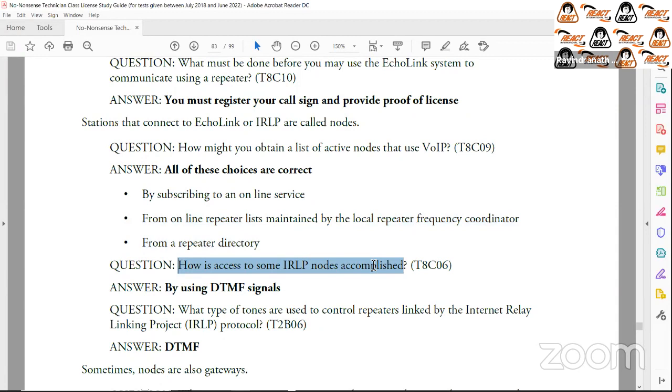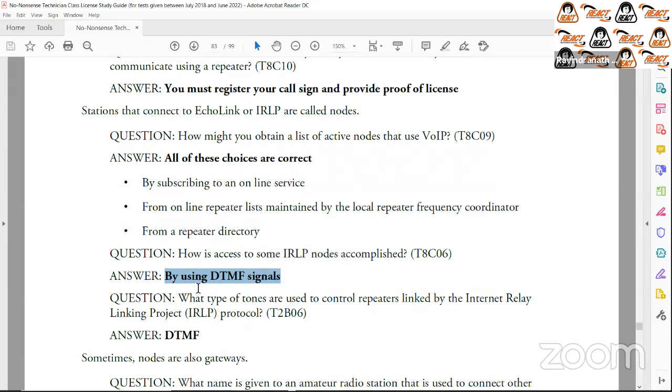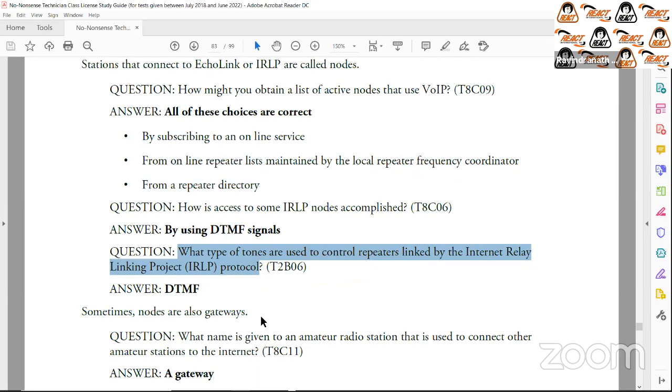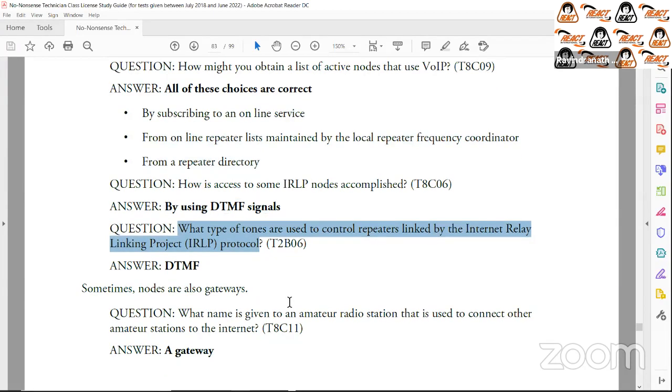How do you access some of the IRLP nodes? Well, how is access to some IRLP nodes accomplished? Well, you use the keypad on your radio and press the buttons, and that is called DTMF signals. So by using DTMF signals. What type of tones are used to control repeaters linked by the Internet Relay Linking Project or IRLP protocol? You use DTMF.